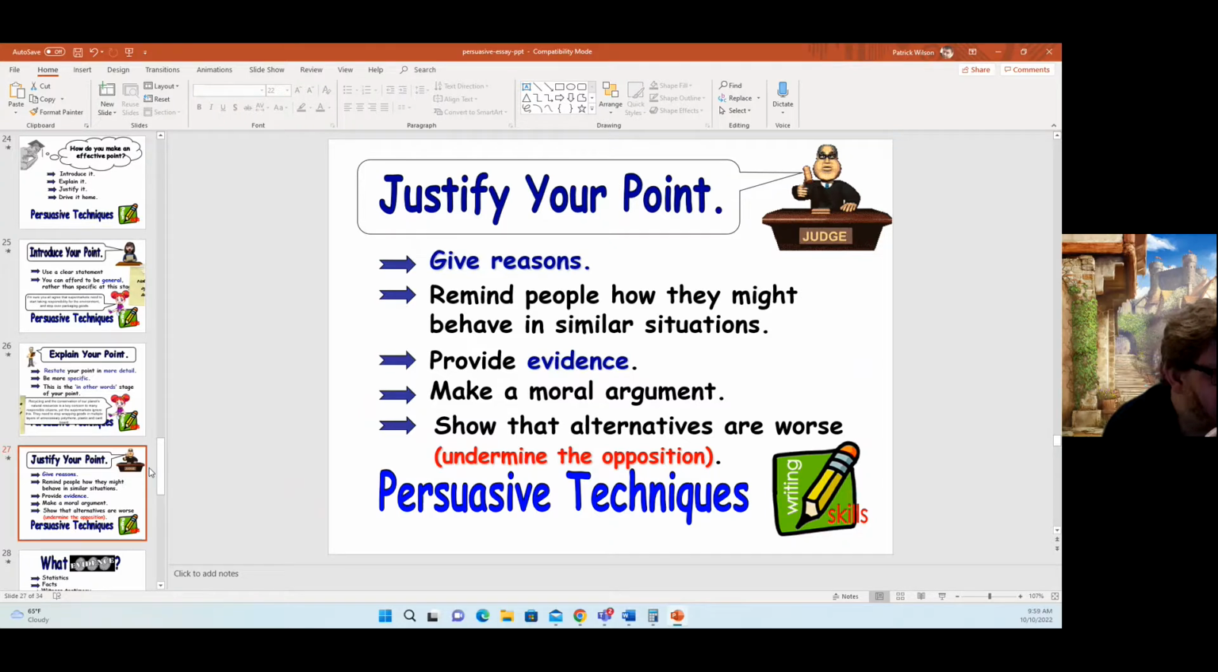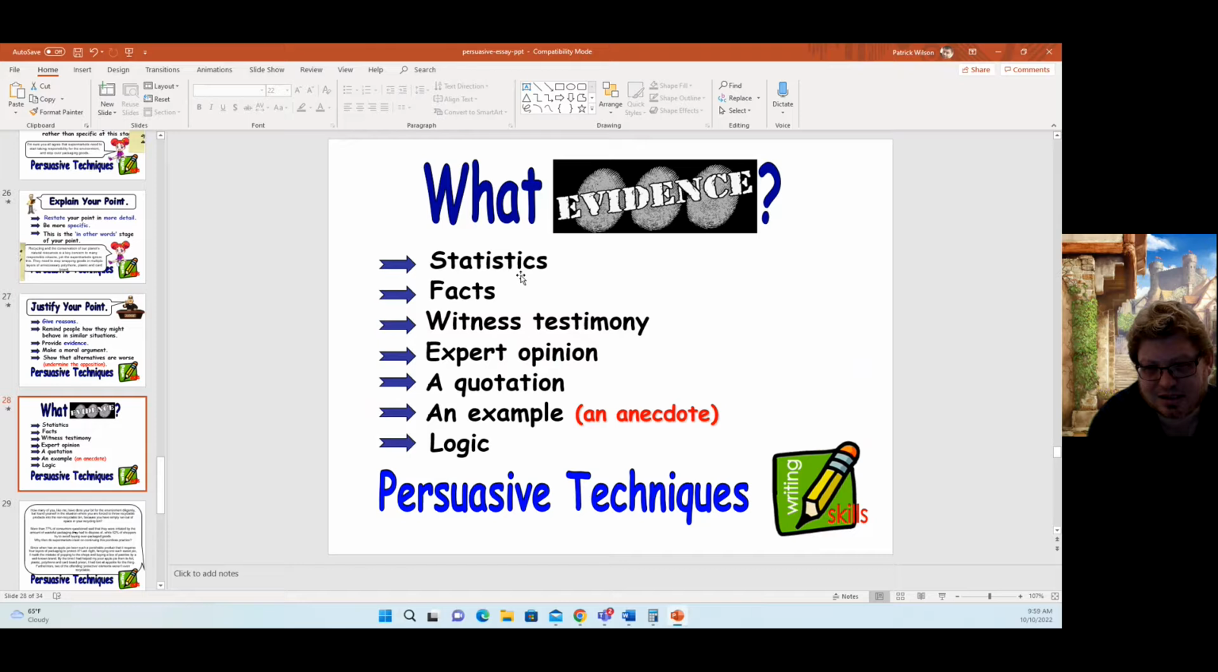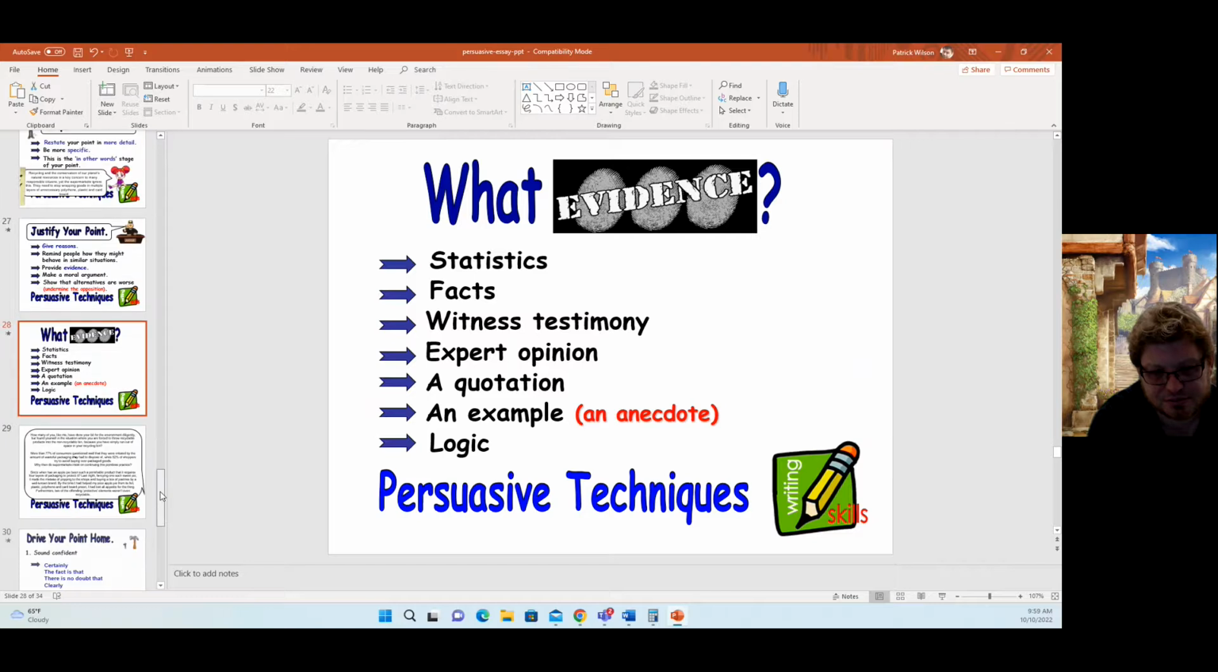So that's the reason why Wikipedia is not good when it comes to using other people's ideas from those particular articles, because you just don't know who wrote it. It could be a 7-year-old. It could be a 97-year-old. It could be somebody with a PhD and somebody that was a high school dropout. I mean, you just don't know. You can't verify it. So you want to be careful. What evidence, right? Stats, facts, witness testimony, expert opinion, a quotation, an example, anecdote, again, a little short story. Use logic or logos.